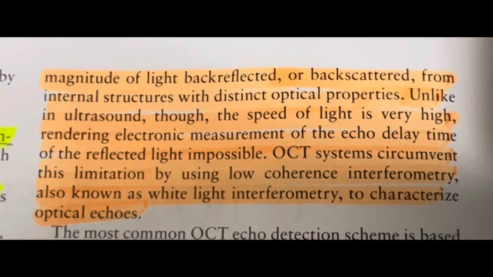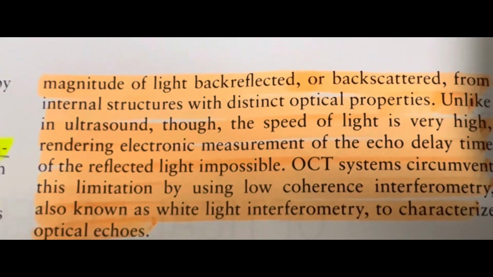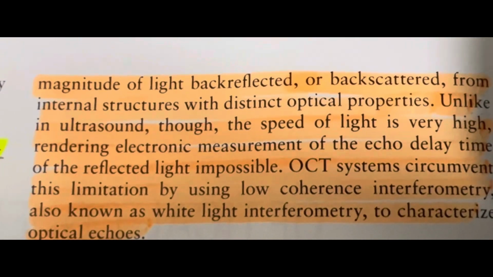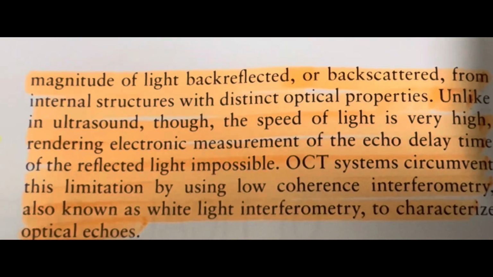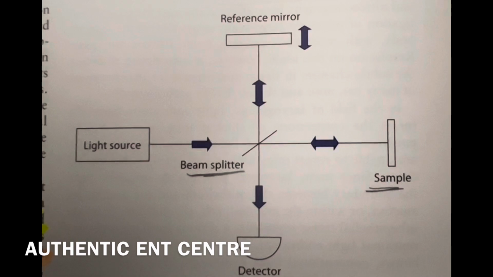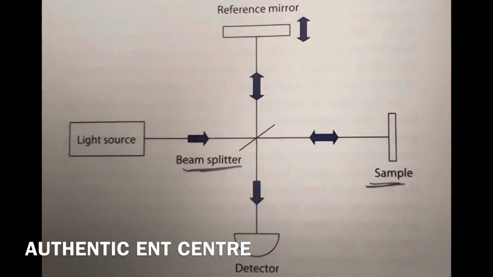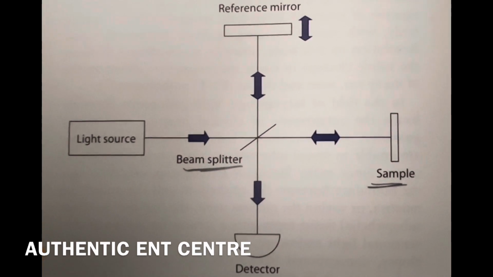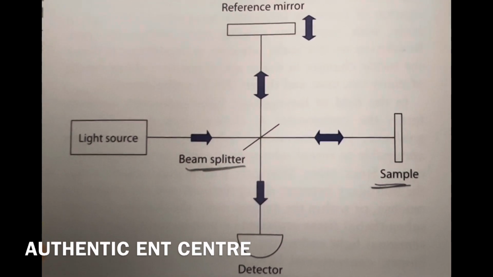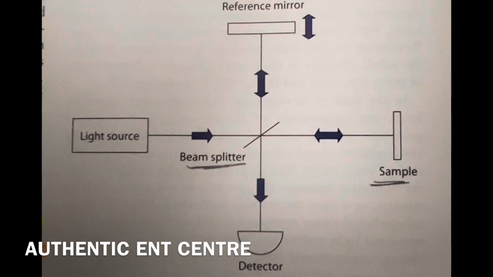Unlike in ultrasound, the speed of light is very high, rendering electronic measurement of the echo delay time of the reflected light impossible. OCT systems circumvent this limitation by using low coherence interferometry, also known as white light interferometry, to characterize optical echoes from the internal structure. The most common OCT echo detection scheme is based on the Michelson interferometer. In this Michelson interferometer, the light is divided into two parts: the sample beam and the reference beam. The sample beam is used to detect the internal structure of tissue by reflecting back to the detector.